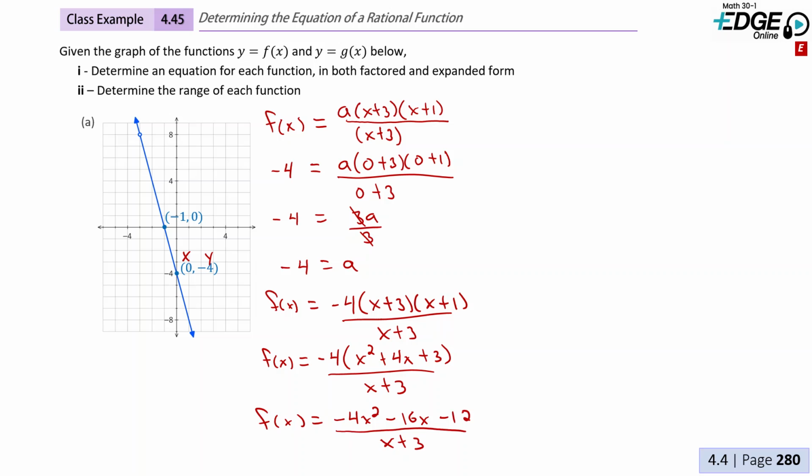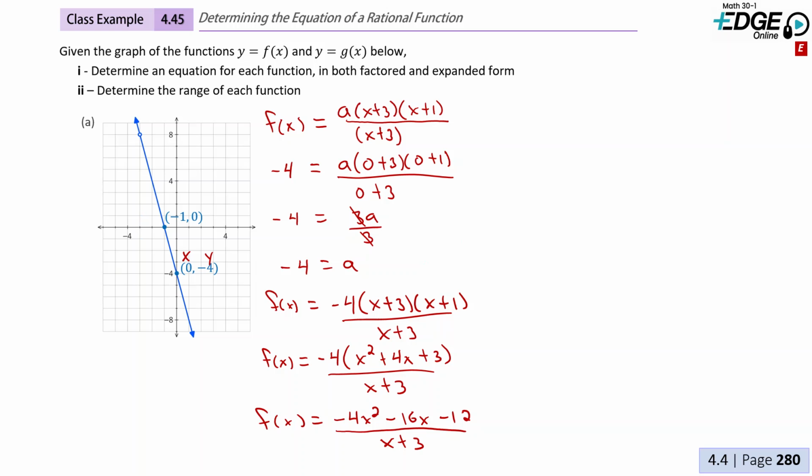Part 2 says determine the range of each function. Okay, so what are the values of y that are not allowed in our range? Well, it looks like it's only going to be the y value of the point of discontinuity. So how do we find that? Well, we're going to throw our non-permissible value back into the simplified version of the function.